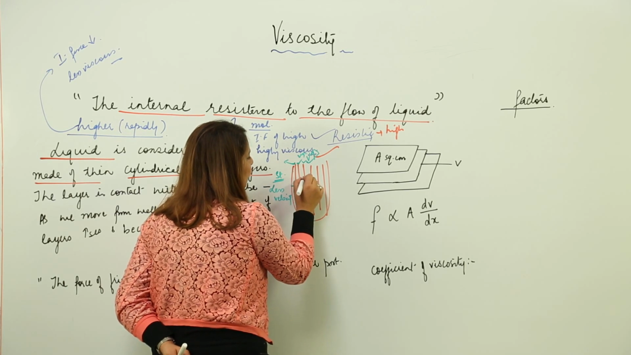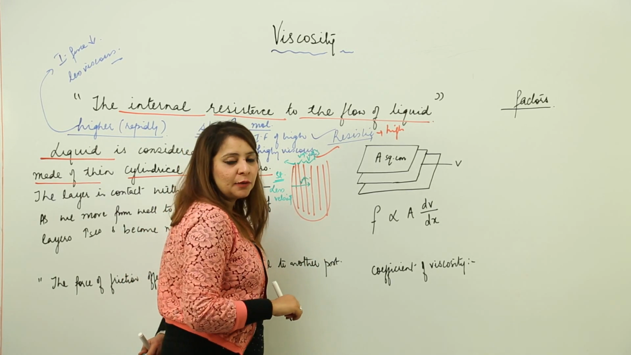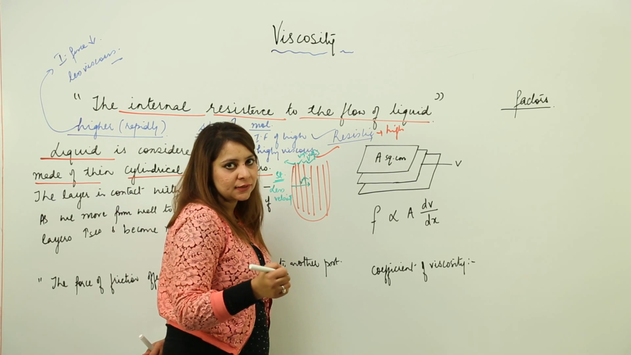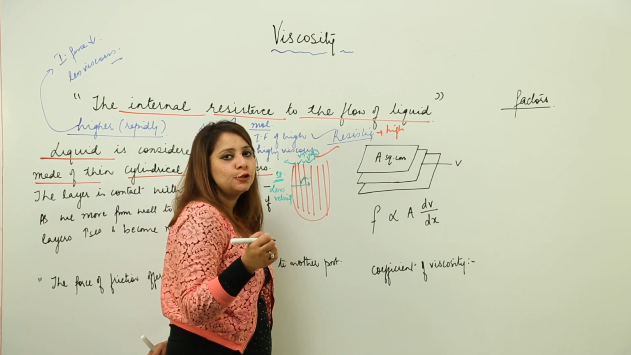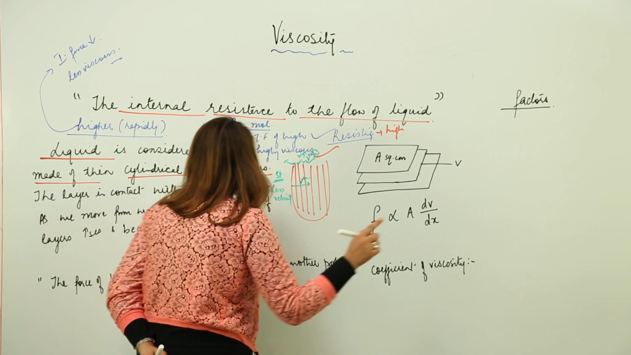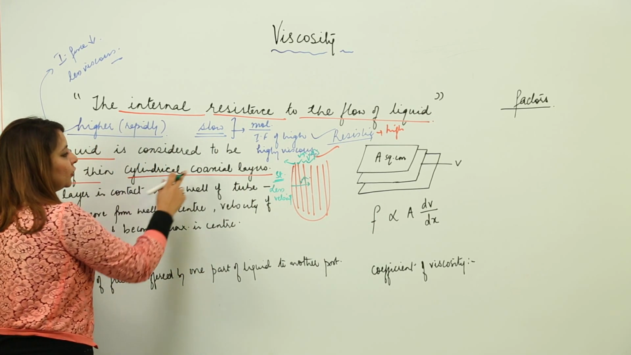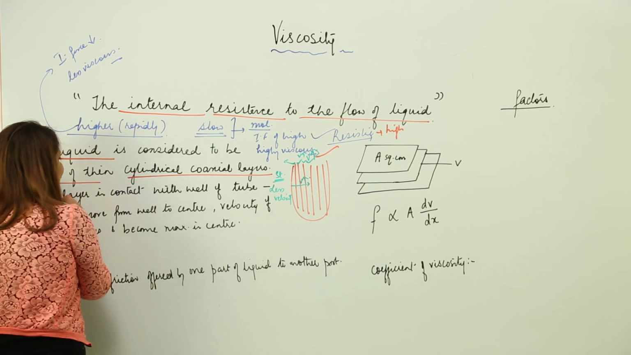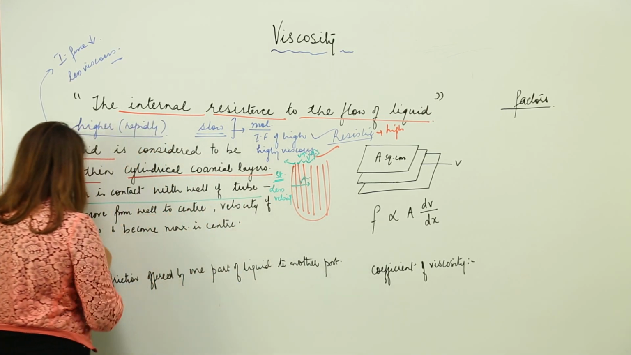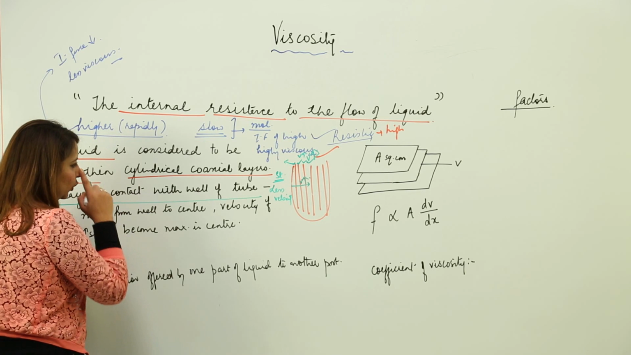So like this, as we move from the tube wall to the center, the velocity goes on increasing. That means the tendency to flow increases. The resistance is decreasing and the tendency to flow is increasing. So this is what we are trying to explain here: that a liquid is actually made up of thin cylindrical coaxial layers, and the layer in contact with the wall of the tube is almost stationary.